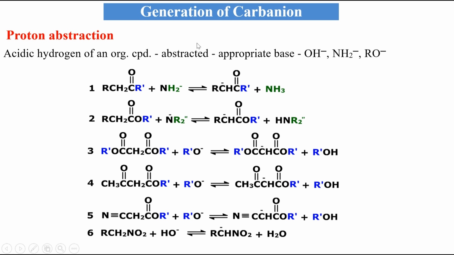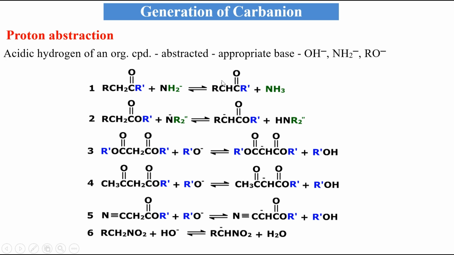As we see here, a ketone with alpha hydrogens is acidic due to the fact that there is an electron withdrawing group adjacent to this carbon, which pulls the electrons, making this carbon which is adjacent to the carbonyl group acidic. And when treated with a strong base like NH2 minus, it abstracts the proton. When the proton is abstracted, electrons are left on the carbon and give rise to a carbanion generation.